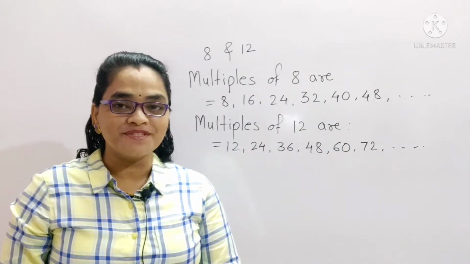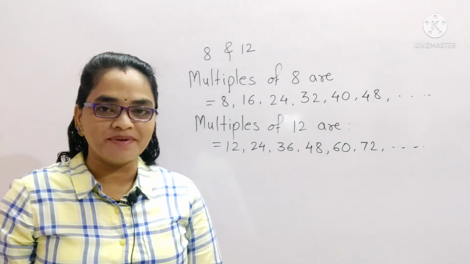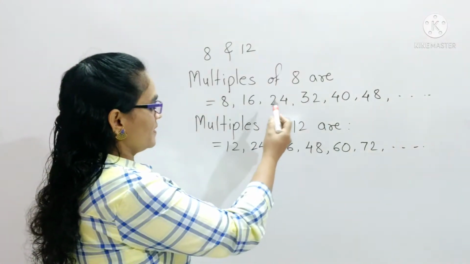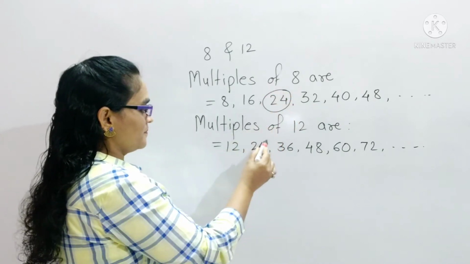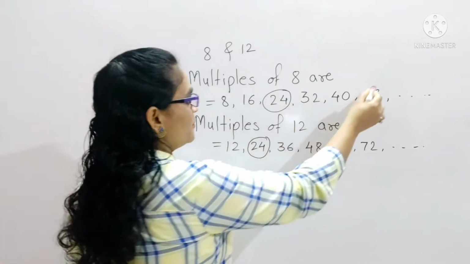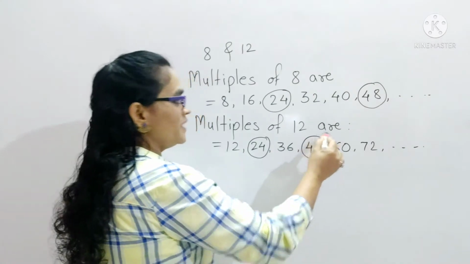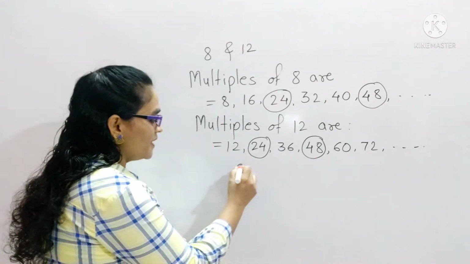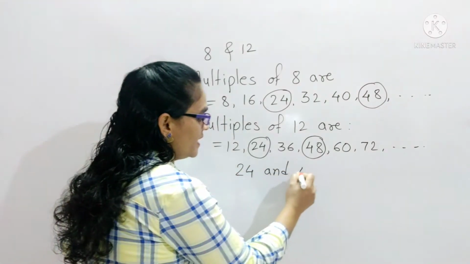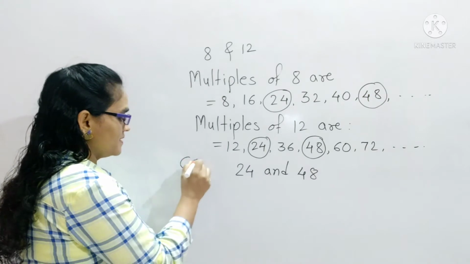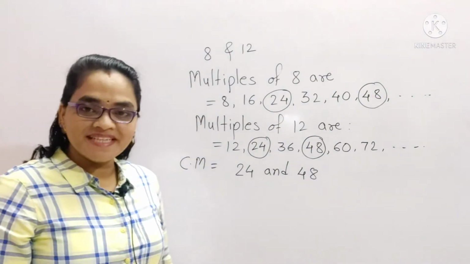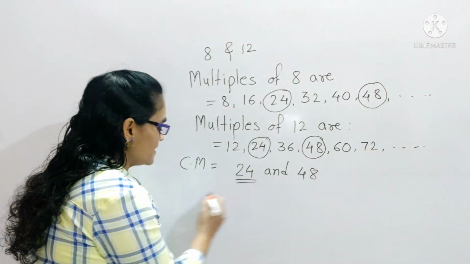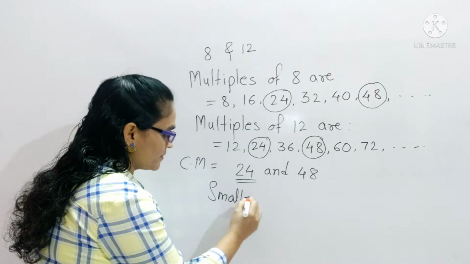Now observe which are the common multiples, which numbers are occurring commonly here. 24, then 48 and so on. Now see here, 24 and 48 are common multiples. From these two multiples, which is the smallest multiple? Yes, the smallest multiple is 24.